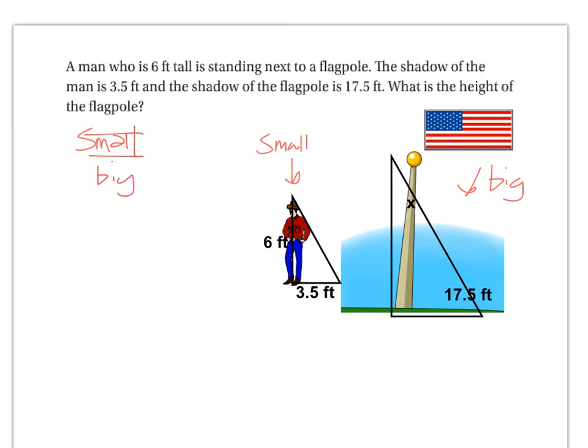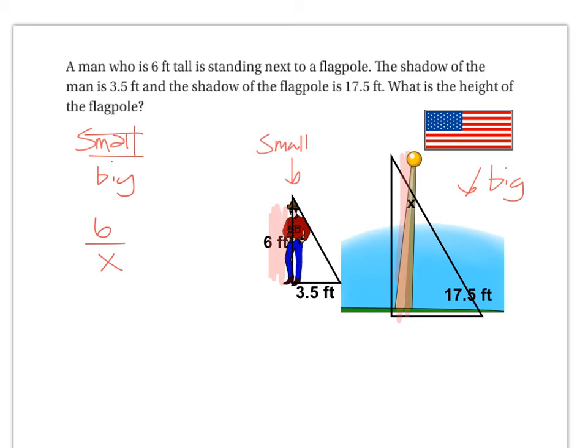So in taking a look, it says a man who is 6 feet tall is standing next to a flagpole. The shadow of the man is 3.5 feet, and the shadow of the flagpole is 17.5 feet. What is the height of the flagpole? So we're going to set it up where we're going to say 6 over x, and what I'm doing is I'm matching the height of this triangle and the height of this triangle. I know it seems a little weird because it's kind of leaned over, but they do really match up.